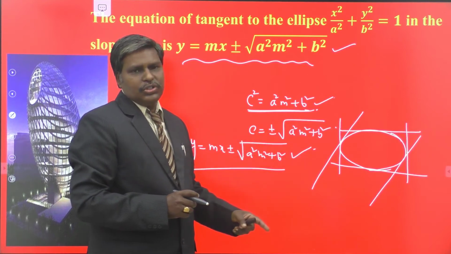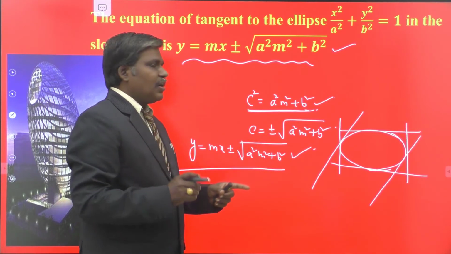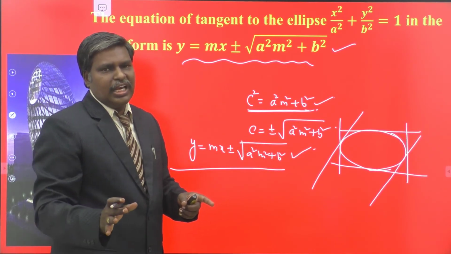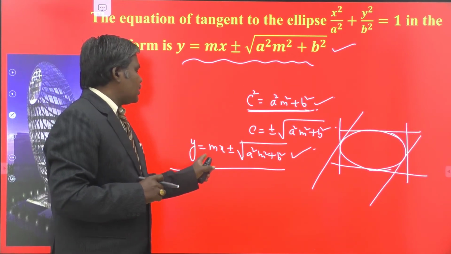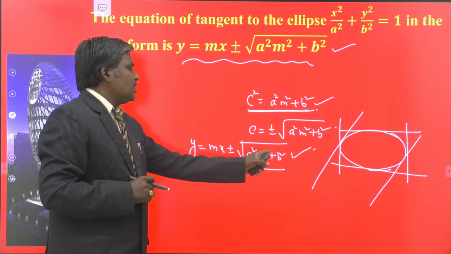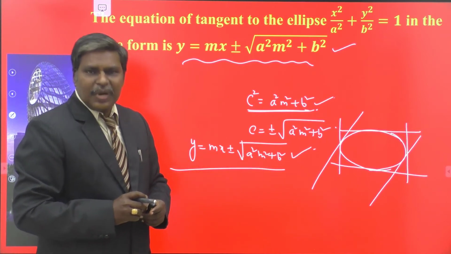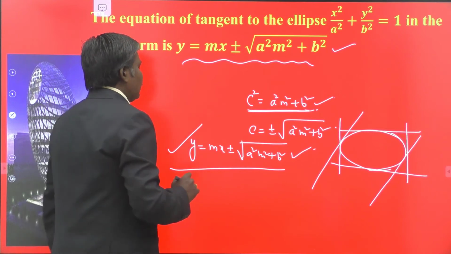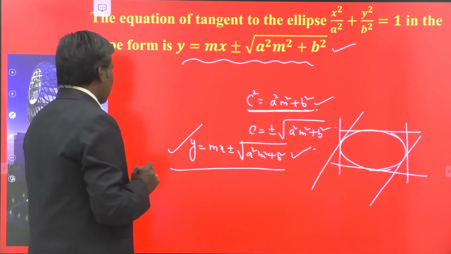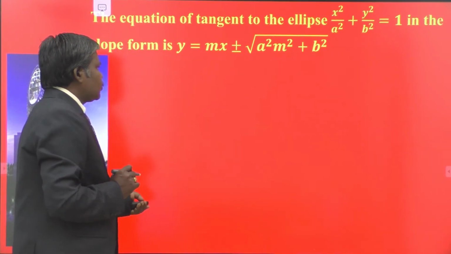So if you take any tangent, there exists another tangent parallel to that one also, because the curve is closed. So equation of any tangent to the ellipse having slope m is what, my dears? y is equal to mx plus or minus root of a square m square plus b square. So don't forget this formula. This is very, very important for you. Okay. Next one.